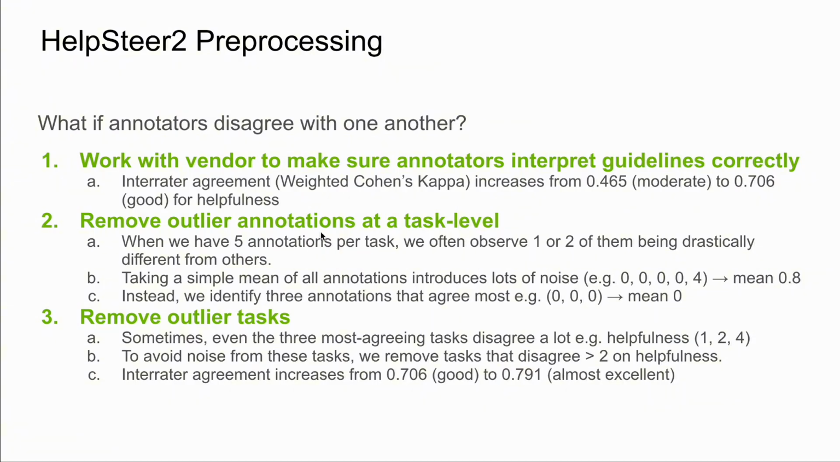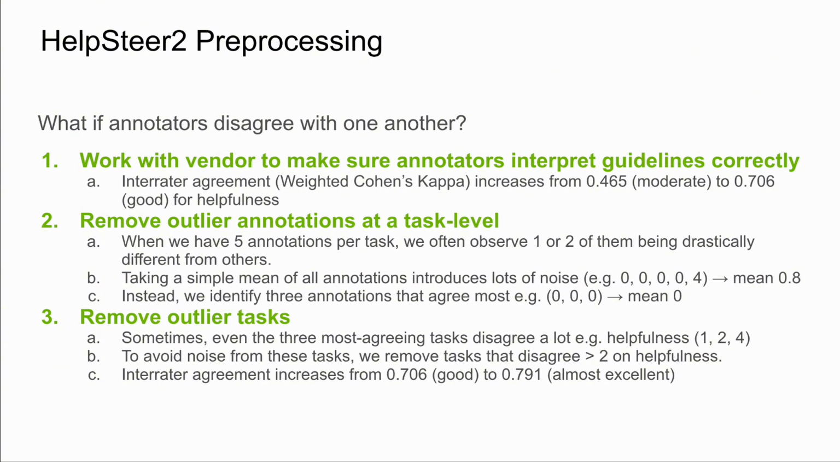So what do we do to do this? I was mentioning earlier that we get more annotators if we see a lot of disagreement. So we actually did a few more things to resolve these disagreements. First of all, in the initial stage of the project, we work very closely with our data vendors to make sure that the annotators actually understand our guidelines properly.